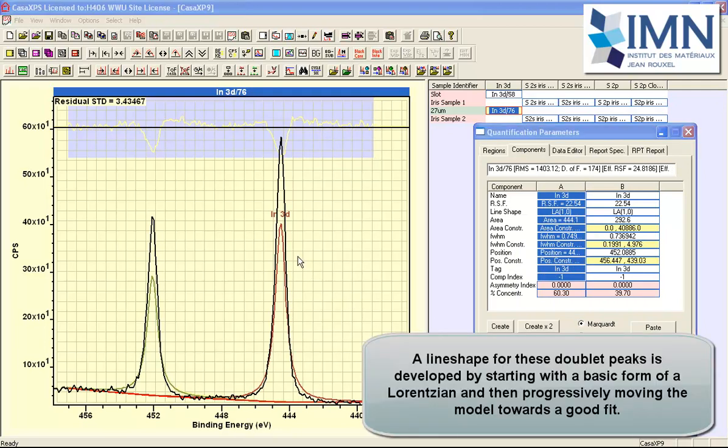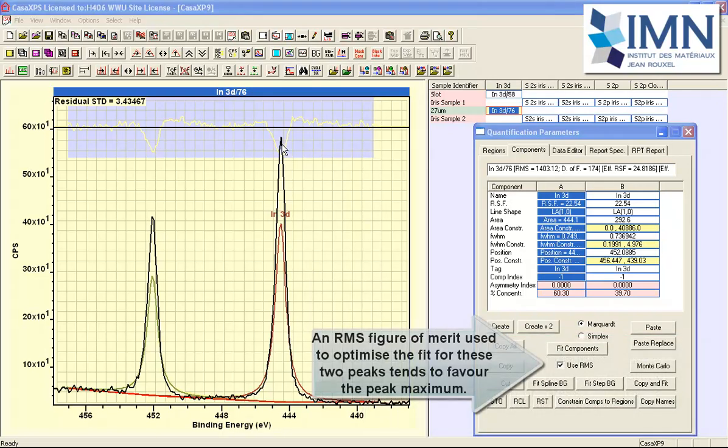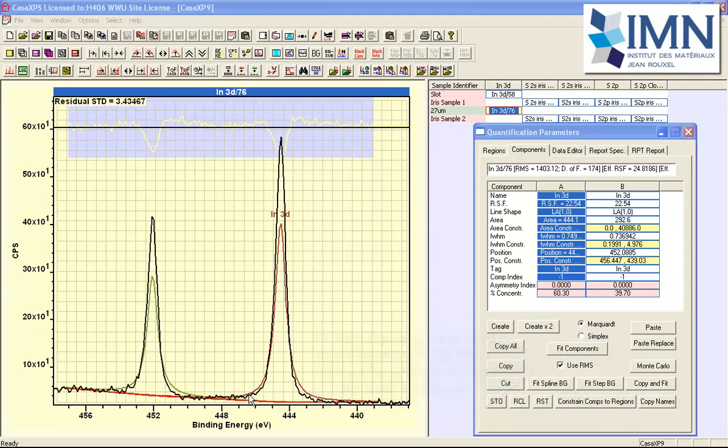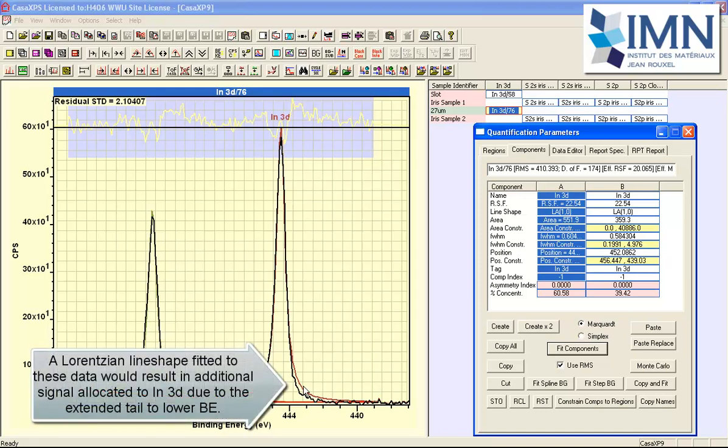The method by which we'll fit these data is to develop line shapes that fit first of all at the peak maximum, and then we'll progressively work out how to adjust the line shape so that we obtain a fit in these wings of the peaks as well as at the peak maximum. So we've started here with a Lorentzian line shape. It's an LA1,0. This means that there's no Gaussian contribution, it's purely Lorentzian. And when I say fit, we obtain a fit that we can then progressively improve on by making adjustments to these line shapes. So looking at the wings here, we can see that there's slightly more signal to the lower binding energy side of these peaks.